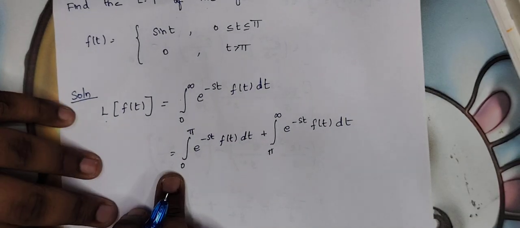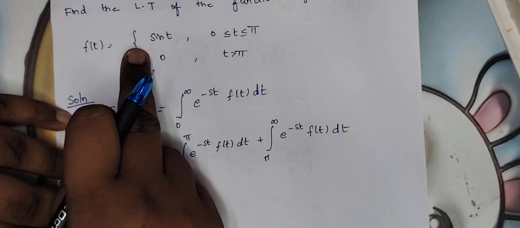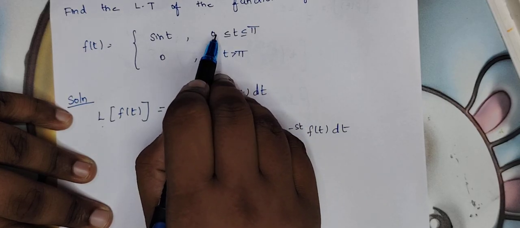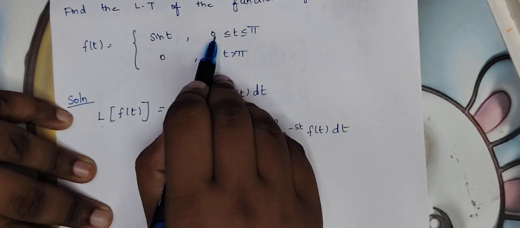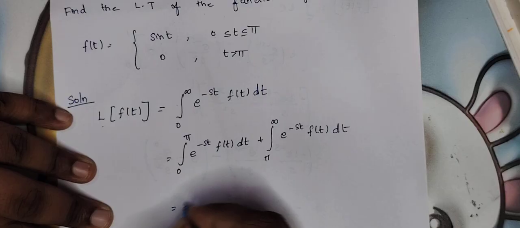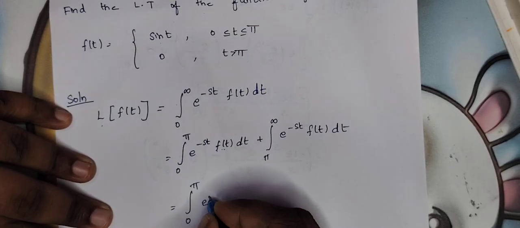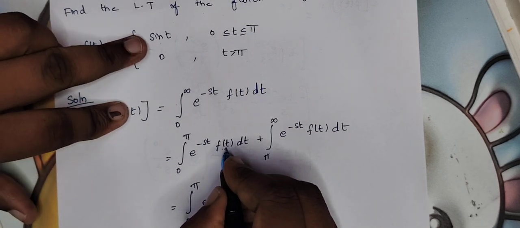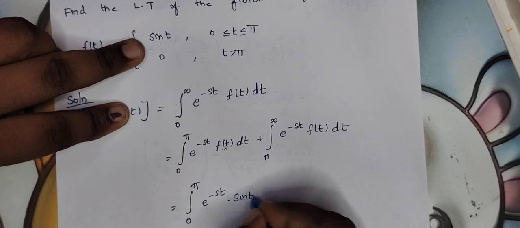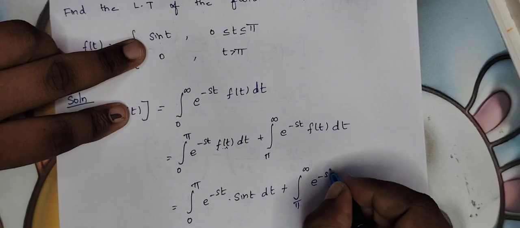Now coming back to the problem, in the interval 0 to pi we need to check the value of f of t from the given problem. Here, in this interval 0 to pi, f of t value is nothing but sin t. So I'll write sin t in place of f of t. So in the interval 0 to pi we have e power minus st sin t dt, plus in the interval pi to infinity, e power minus st times f of t.